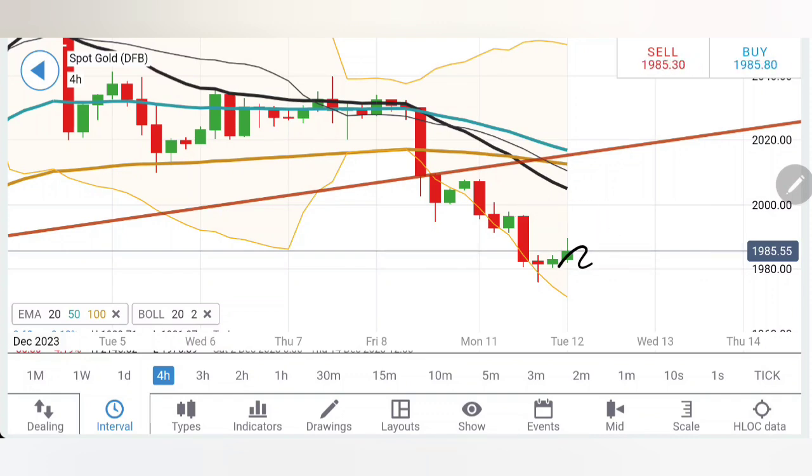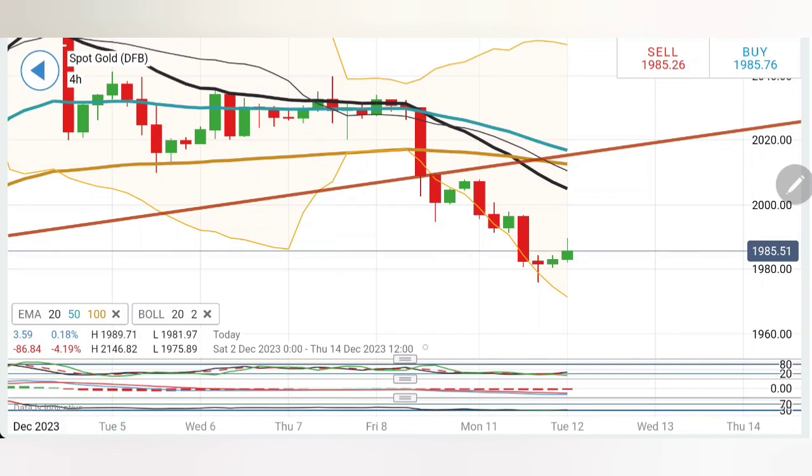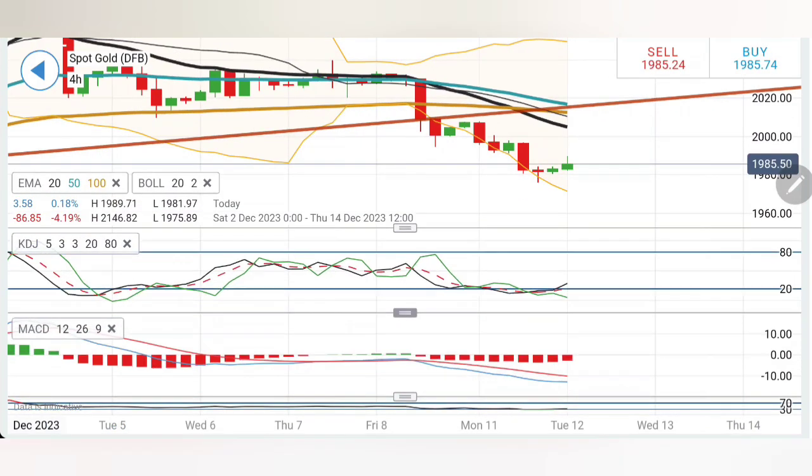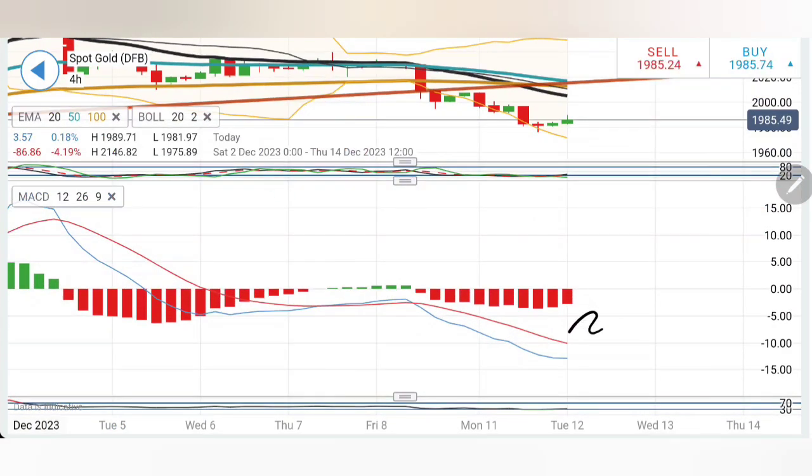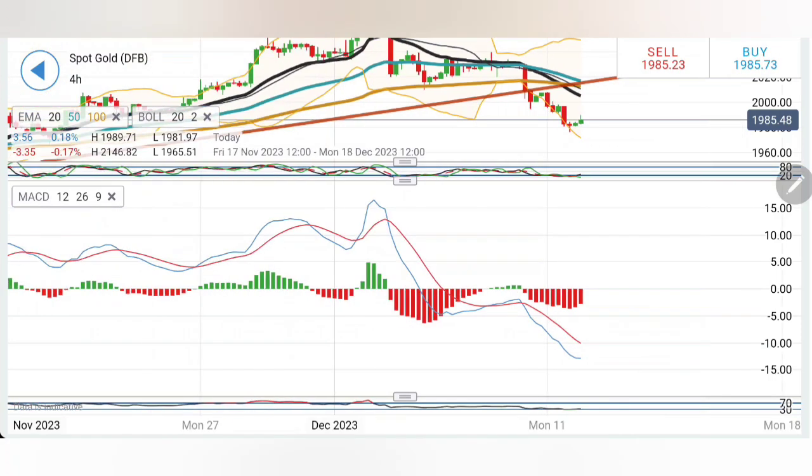In fact, as we discussed, the reversal sign is the first greener candle. I will wait for the next candle. If the next candle tries to take it above 2000, certainly you can say that it is a complete reversal. Stochastic was oversold and is trying to come out of the oversold levels. MACD is trading bearish, trying to converge a bit here.